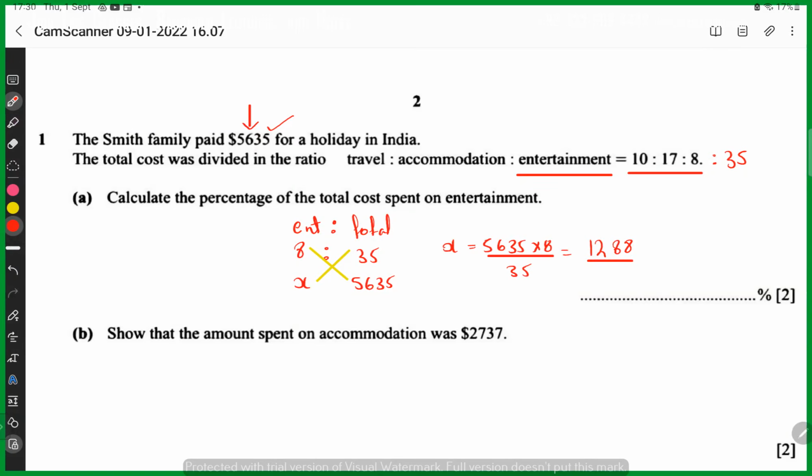I need to find the percentage. So the next step is going to be 1288 divided by the total amount, that was 5635, multiplied by 100%. I am going to again use my calculator for that, and this is going to give me 22.9%. No need to write percent because that's already written, and this is going to be my answer.